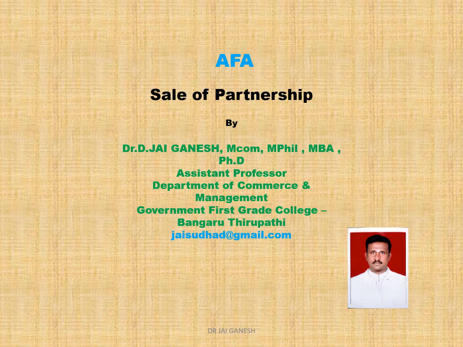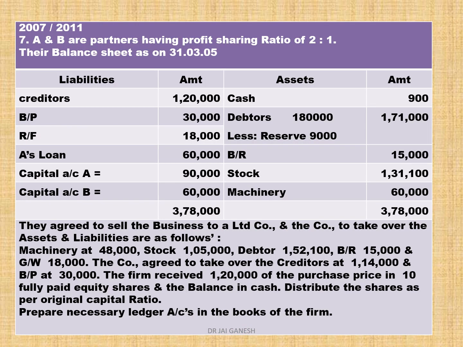Today we will solve and work out one problem on sale of partnership. A and B are partners having profit sharing ratio 2:1. Their balance sheet as on 31/3/2005 is given below. We have creditors, bills payable, reserve fund, A's loan account, capital account of A and B. Then we have cash, debtor less reserves, BR, stock, machinery.